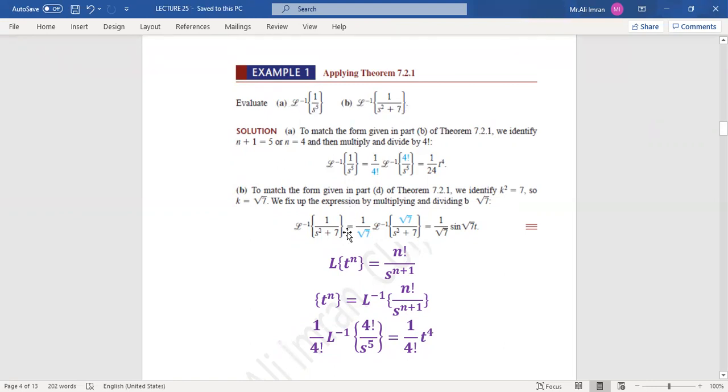Earlier we have learned the formula: Laplace transform of t power n is equal to n factorial divided by s power n plus 1, and we will take its inverse, we will get t power n. So here we are given the inverse Laplace of 1 divided by s power 5. If we multiply by 4 factorial and divide by 4 factorial, we will get the Laplace transform of t power 4, that is, 1 by 4 factorial t power 4.